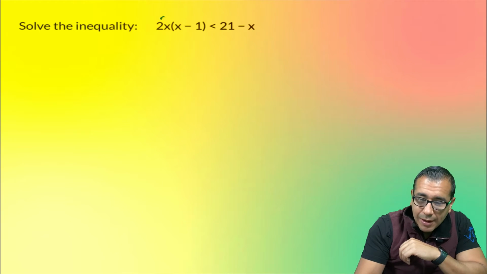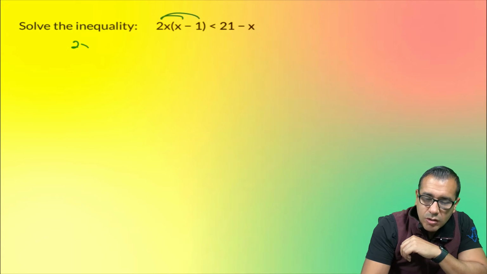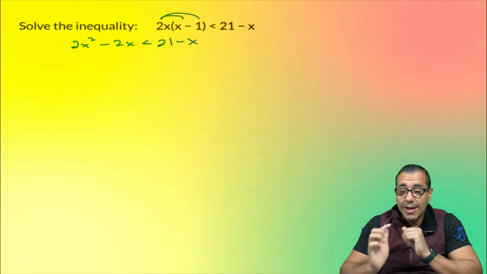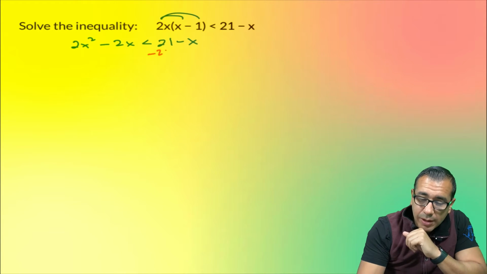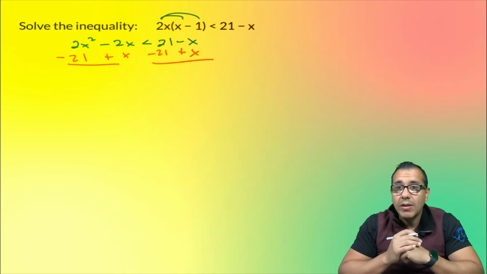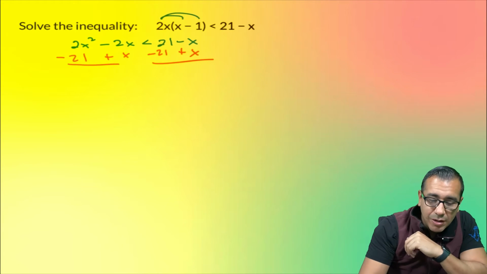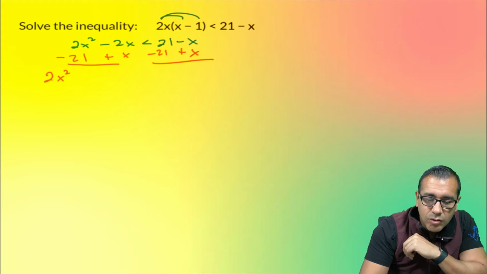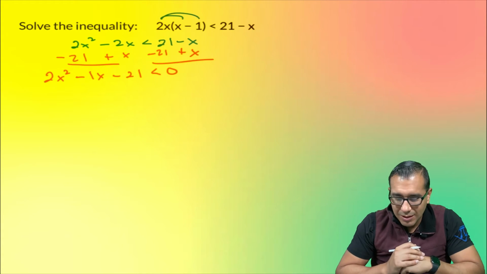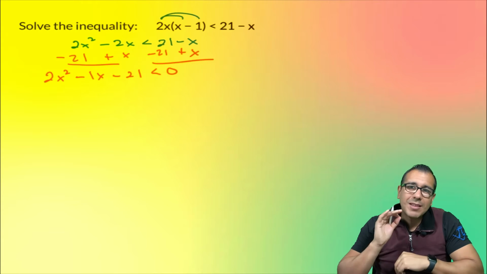So let's go ahead and distribute this 2x. So we get 2x squared minus 2x is less than 21 minus x. So again, we want to set one side equal to 0. So we're going to go ahead and subtract 21 and add x to both sides. All right, so let's go ahead and combine our like terms. And notice what we've done here. The only thing that we're doing is algebra. We haven't done anything fancy. All we're doing is algebra. So the first step, there's nothing to it. Just make sure your algebra game is on point.